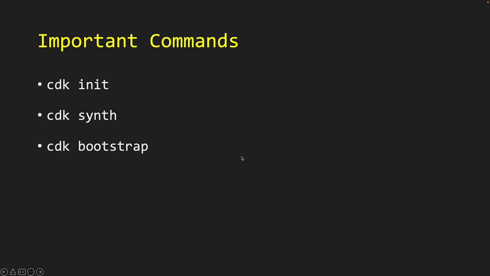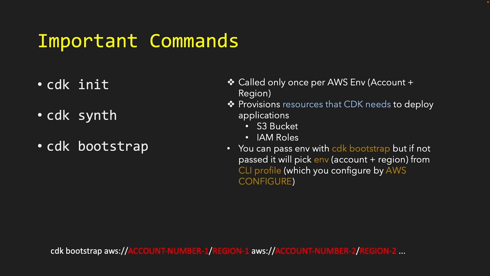Next one is cdk bootstrap, which is a very important command without which you will not be able to deploy the CDK app. This bootstraps a new environment for you so that a CDK app can be deployed. This is called only once per AWS environment. When we say environment, that consists of the AWS account as well as the region. For deploying a CDK app into an AWS environment, we need some preliminary steps that the bootstrap command does. For example, creating an S3 bucket and IAM roles. These IAM roles are needed by the CDK so that it can deploy all the resources that you specify in your CDK app.